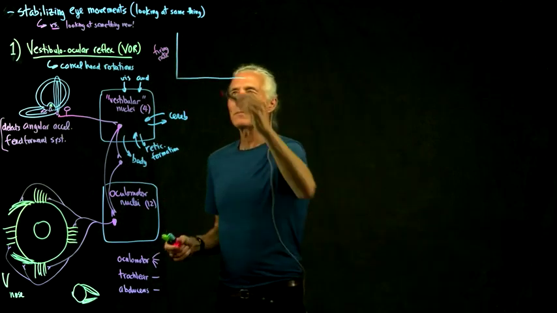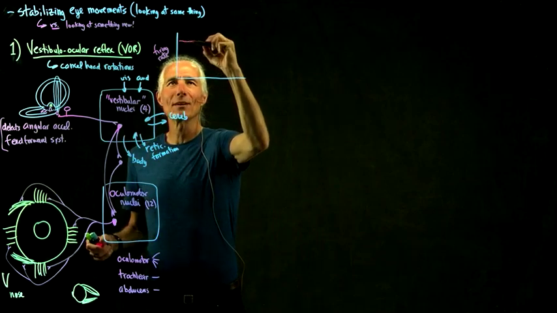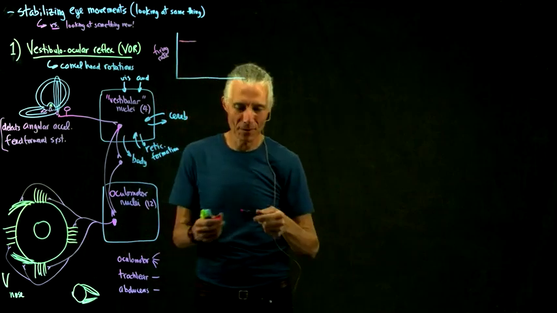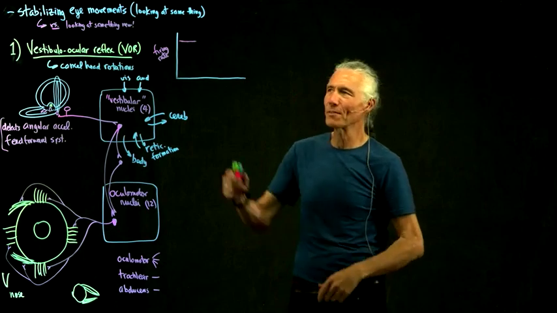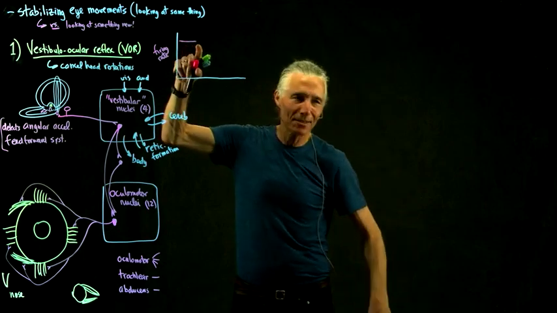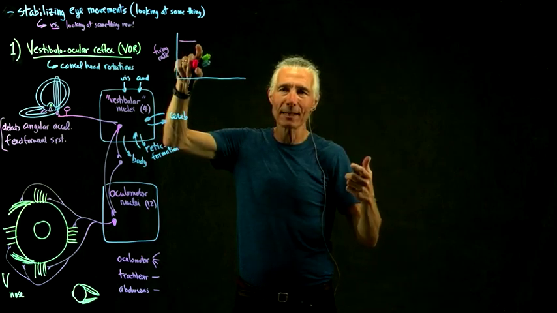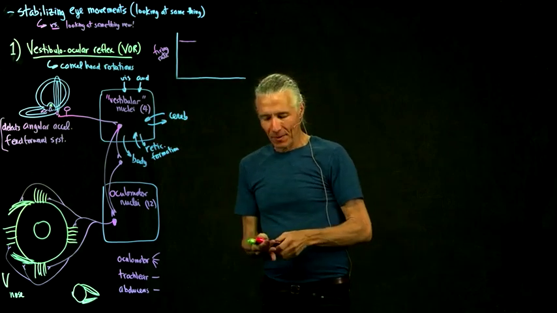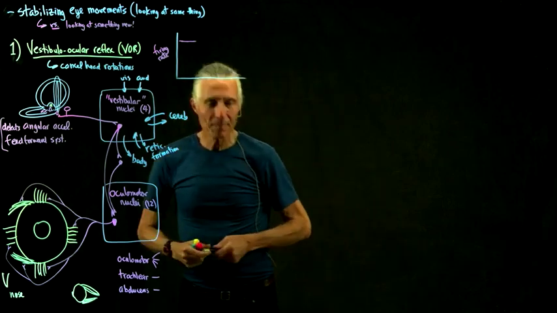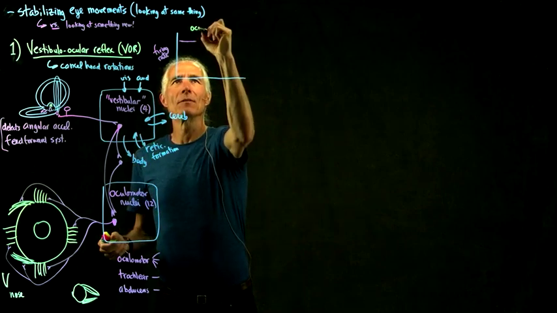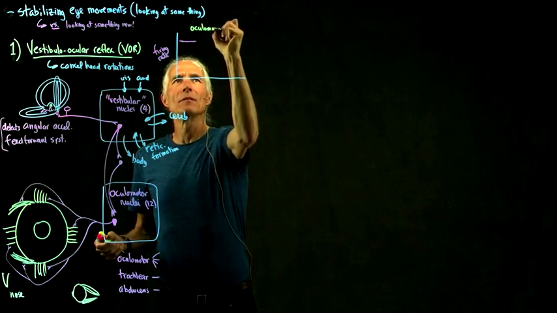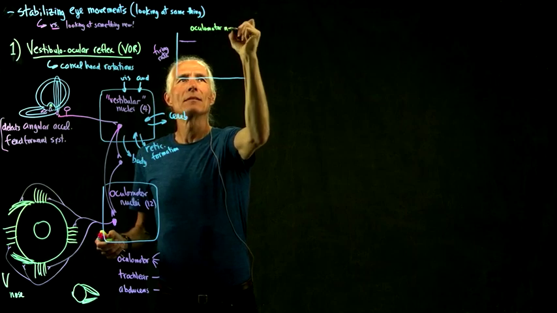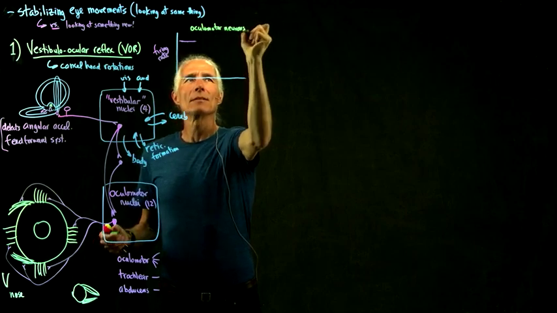They might be zinging along at 400 hertz. So if you record from them and put it through an amplifier, put it through a speaker, you'll just hear them firing like 400 spikes a second, continuously holding the eye in some position. So these are oculomotor neurons. And so what does their firing rate look like?